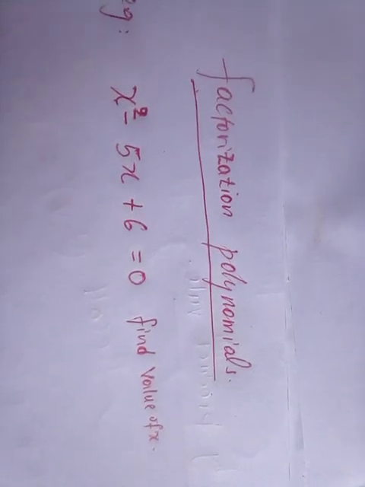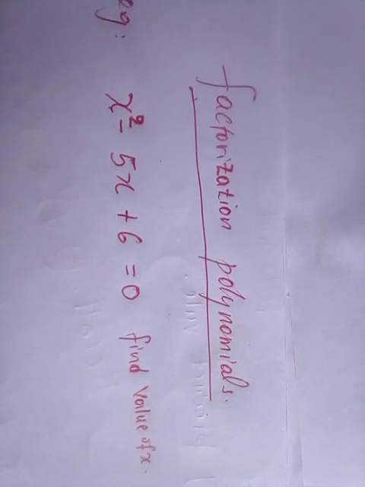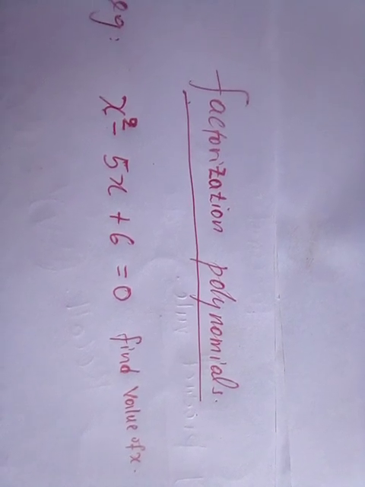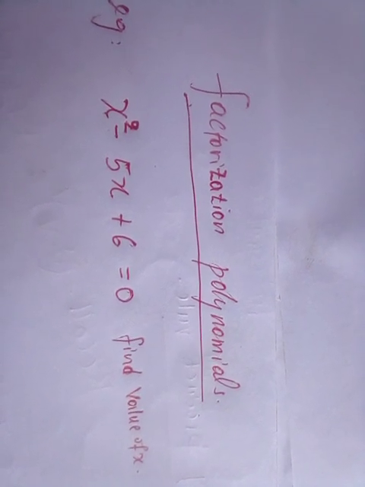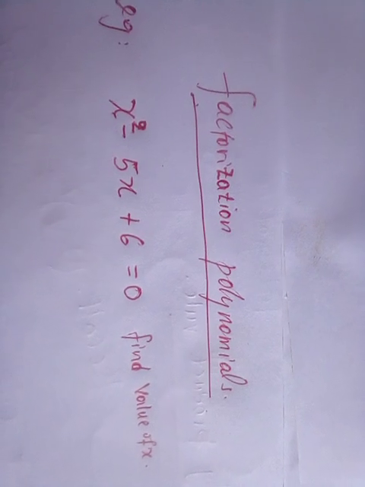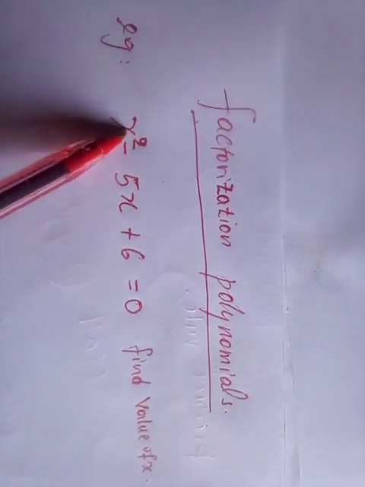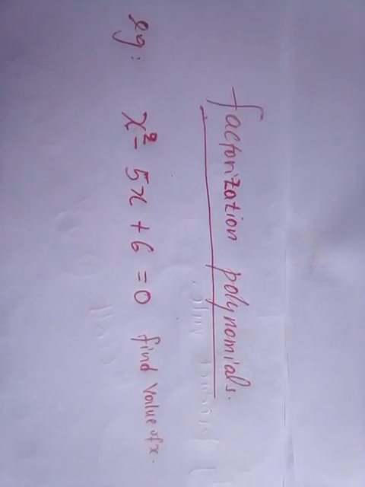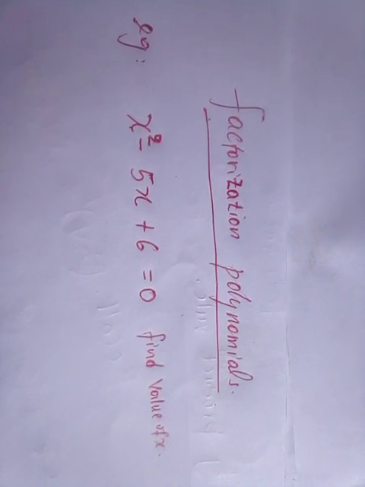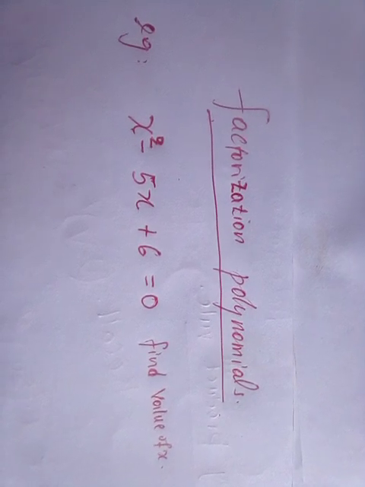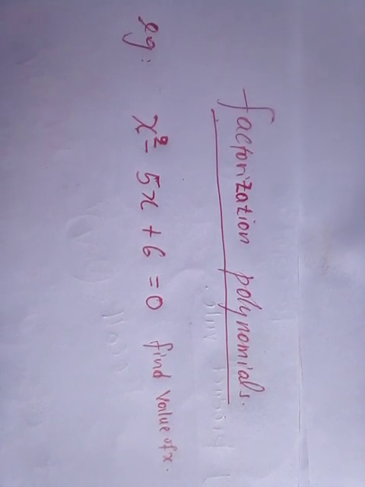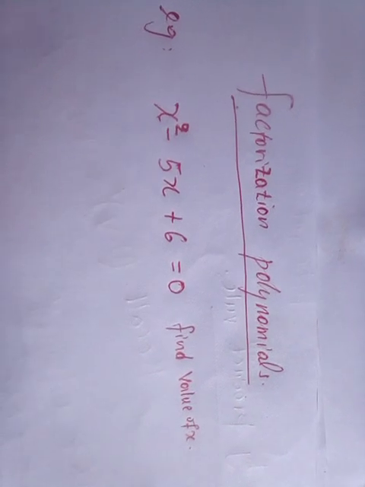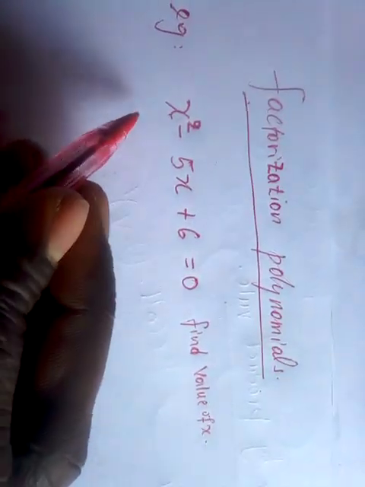Hello, today I'm going to show how I can factorize a polynomial and find the variable x without making any mistakes. Let us start. As you see, we have x squared minus 5x plus 6 equals 0. Firstly, we are going to factorize this function, and after factorization, we are finding the value of x. So let us start.